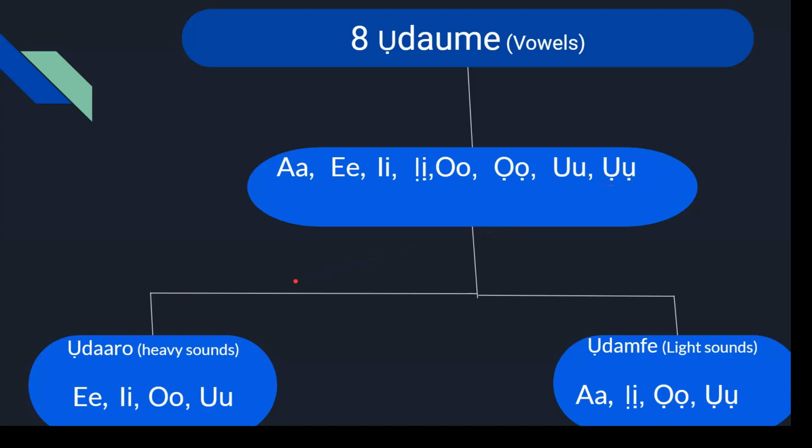These vowels are divided into 2 groups, the A and the E groups. The A group has the undotted I, O, U and can be called the heavy sounds, Udaro, while the E group has the dotted I, O, U and can be called the light sounds, Udamfe.